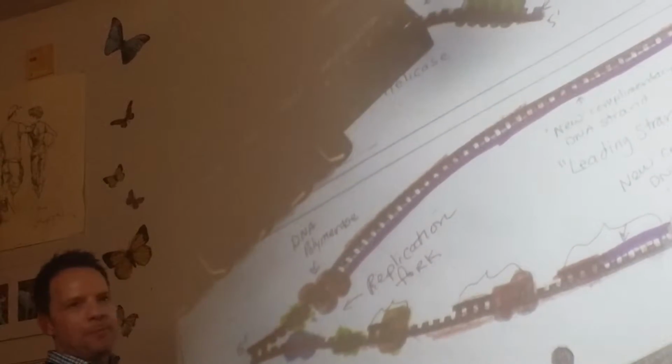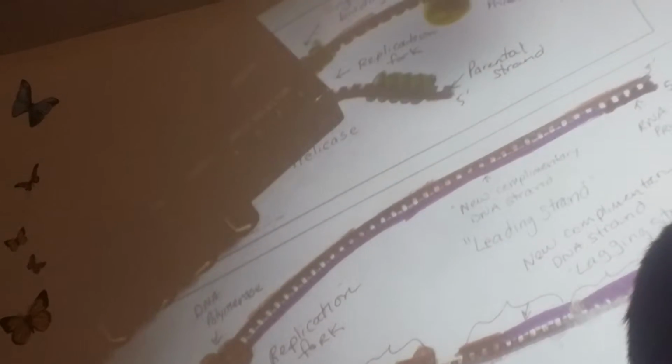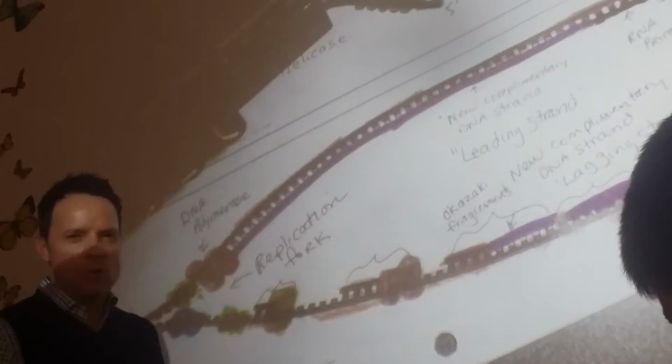All right, so you'll notice we are in the midst of making all of these fragments. So if you want to make a bracket over all of these fragments. In your picture, there should be about 5 fragments. Those fragments are called Okazaki fragments, named after Reiji Okazaki.